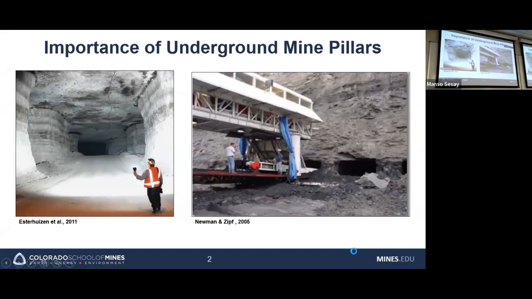So as we know, the underground pillars basically provide natural stability to the mining area.